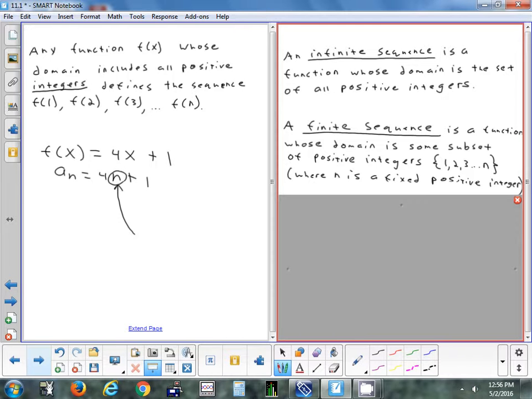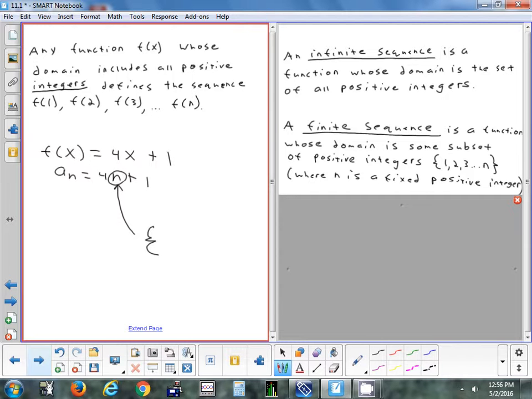In my example, I said I'm going to go from 1, 2, 3, all the way up to n, where n is some positive fixed number. Maybe n is 10. If n were 10, that means this finite sequence would consist of 10 terms. Let's not go all the way to 10, let's go to 5. It's a finite sequence because I'm not going to infinity, I'm stopping at 5. So I can find the first 5 terms.